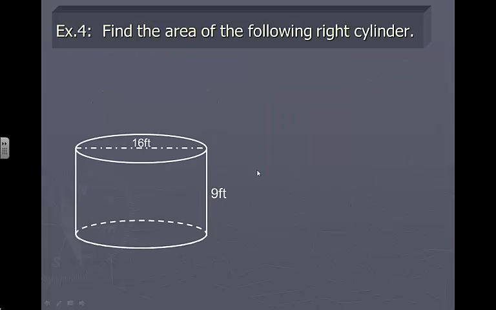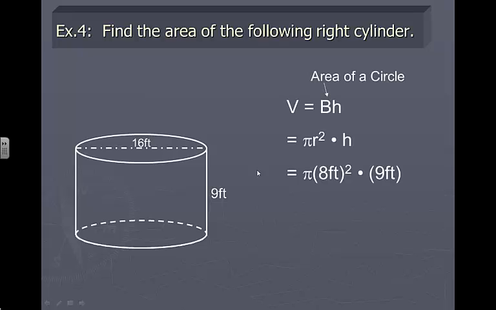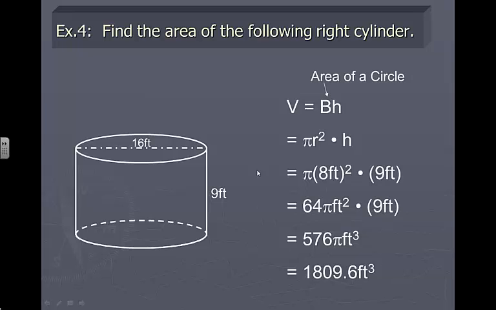So, let's look at this one. I know that 16 is the diameter, so the radius would be 8. So to figure out the area of my base, I would have to do pi times 8 squared, or 64 pi, and then multiply it by my height, which is 9. Okay? So again, pi r squared, or 64 pi times 9. So I would have 576 pi, and then I would have 1809.6 for the volume of this right cylinder.